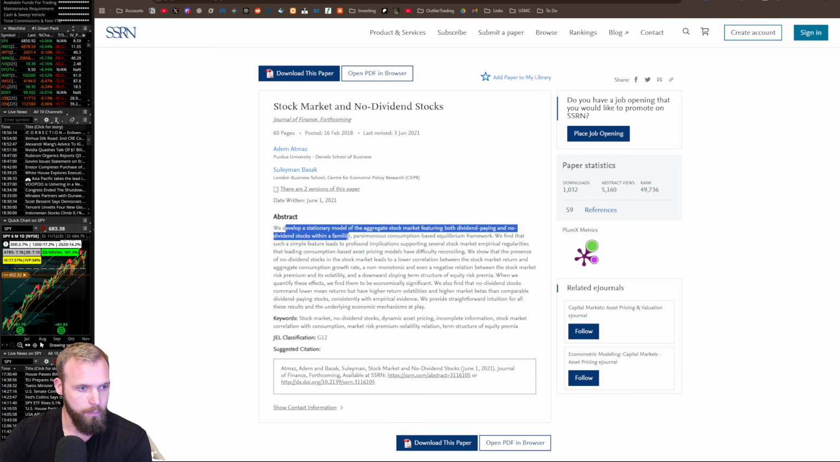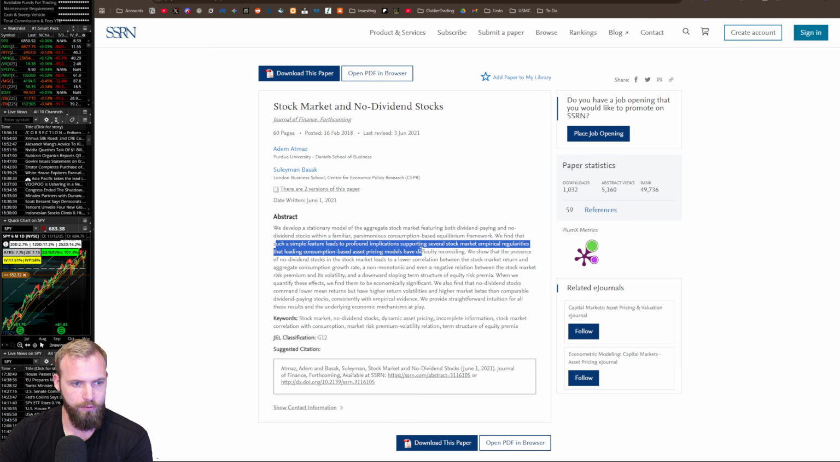We develop a model of the aggregate stock market featuring both dividend and non-dividend-paying stocks within a familiar equilibrium-based framework, so familiar buckets. We find that such a simple feature leads to profound implications, supporting several stock market empirical regularities that leading consumption-based asset pricing models have difficulty reconciling. This is all just fancy research-based jargon, because a lot of researchers are essentially trying to explain relationships against the efficient market hypothesis. That said, it's important to take what you read here in context.